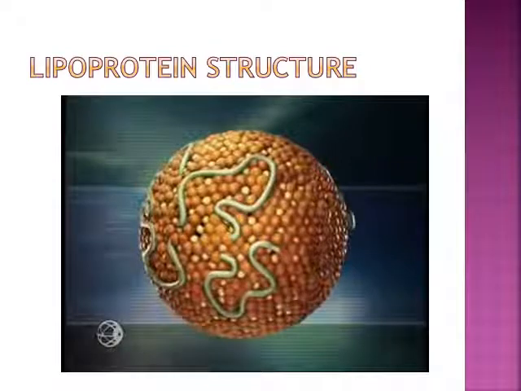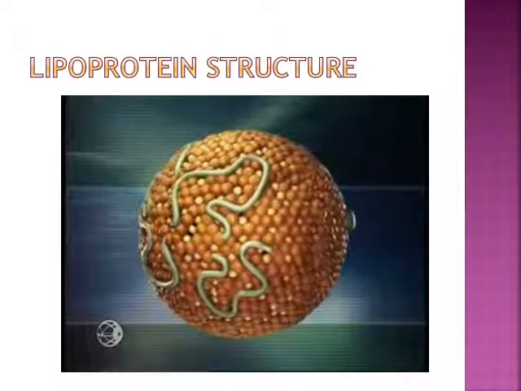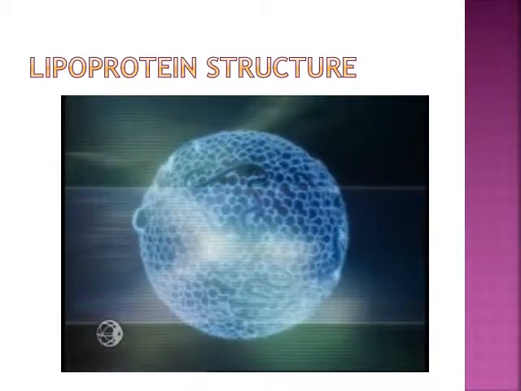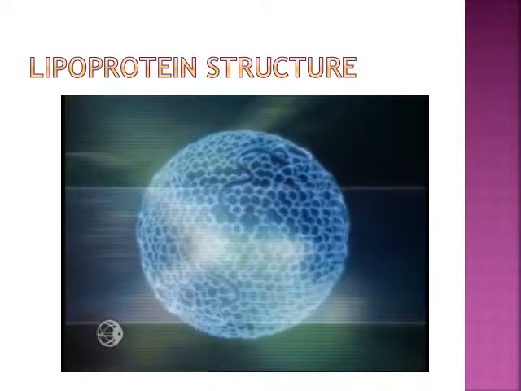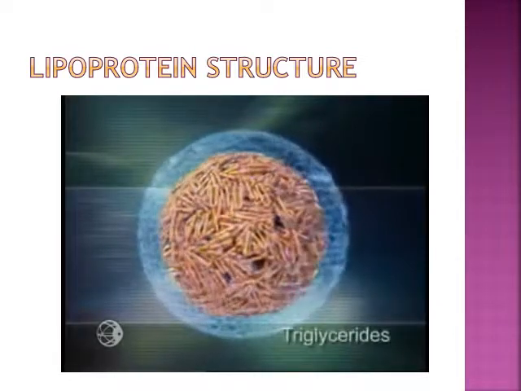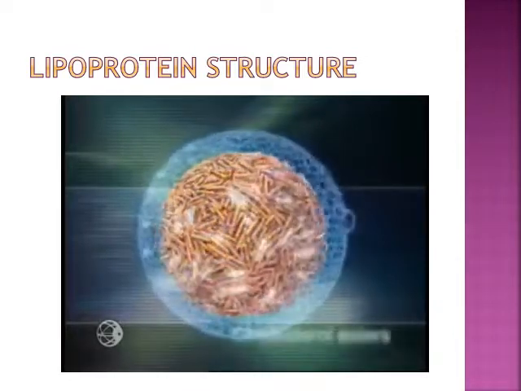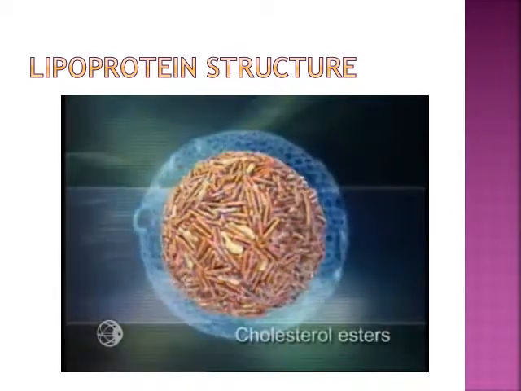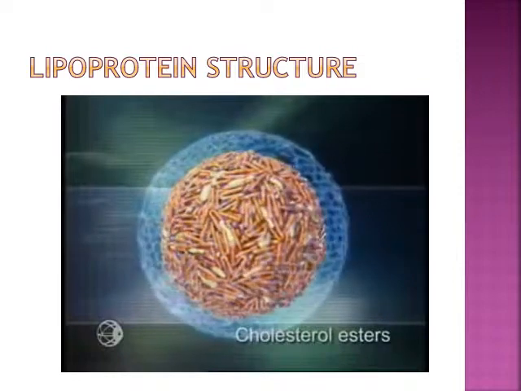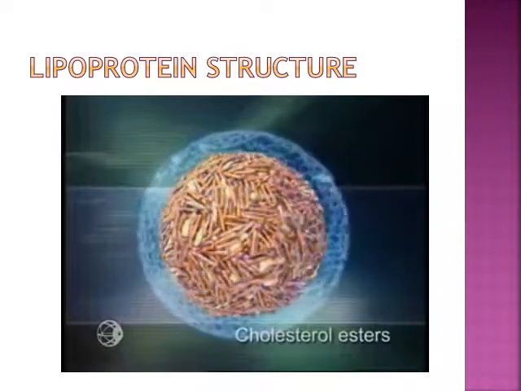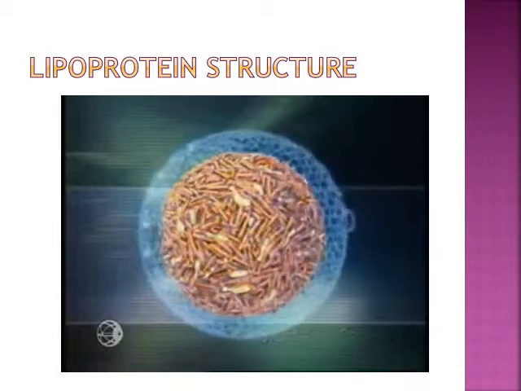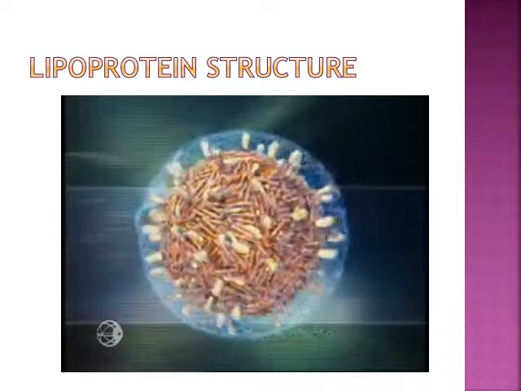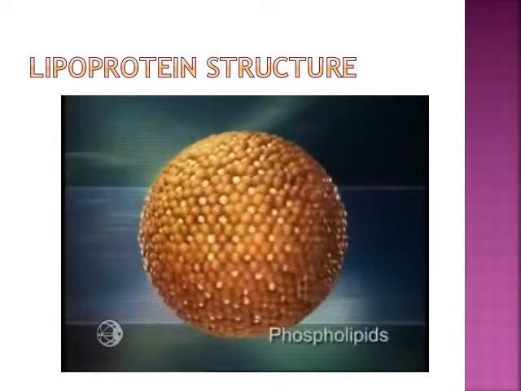Here you can see the structure of a lipoprotein. As you can see, they are shaped as a ball, and they have an inner core and an outer layer. Here you can see the inner core, which consists of triacylglycerols and cholesterol esters, and they are hydrophobic lipids. But there is an outer layer that consists of free cholesterol, and also mostly phospholipids.